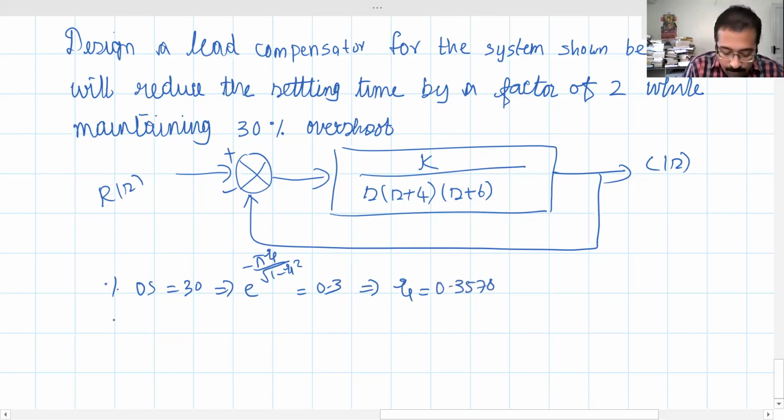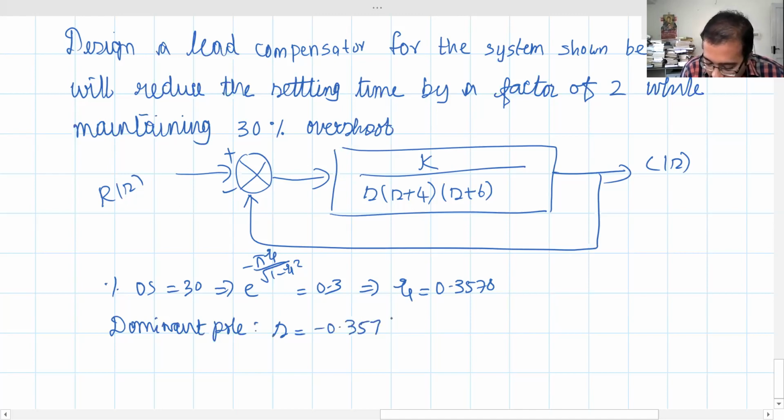Where will be the dominant pole? This is for the original second order given plant. The dominant pole will be at S is equal to minus 0.3578 omega n plus minus j 0.9337 omega n. So this is the dominant pole.